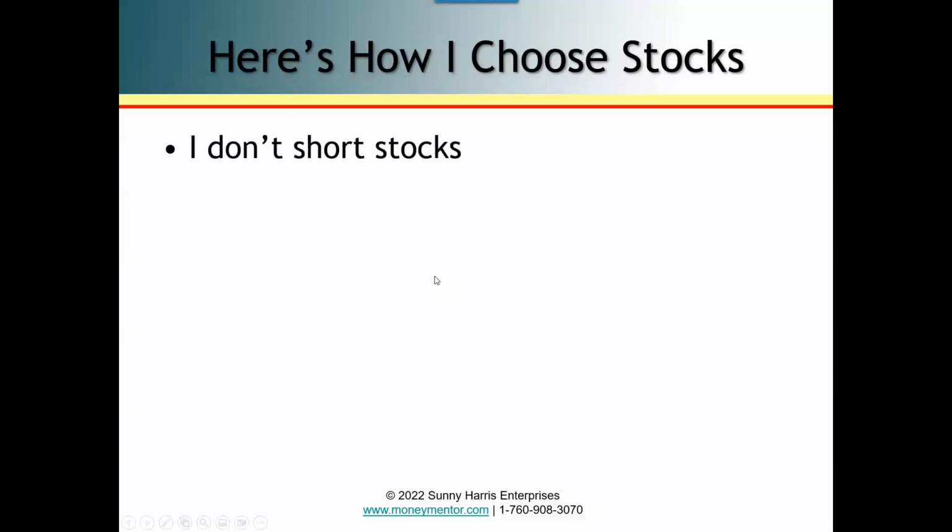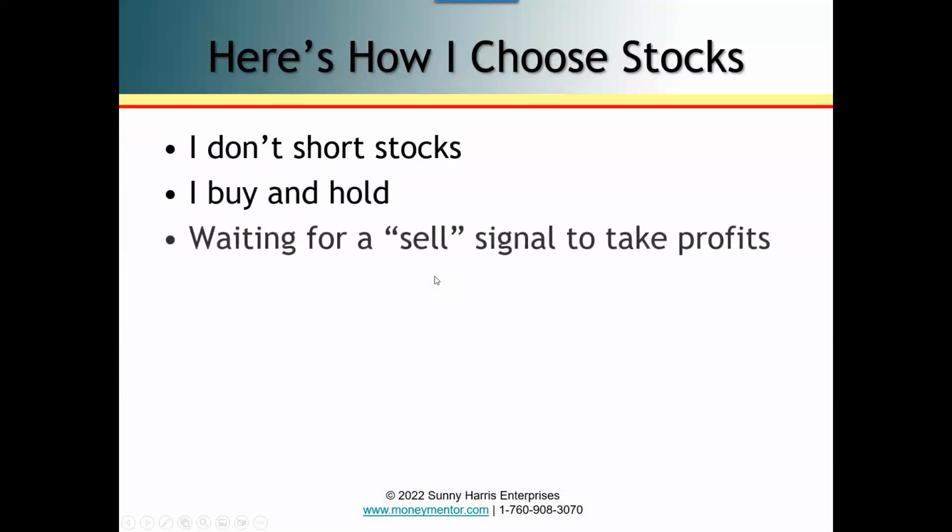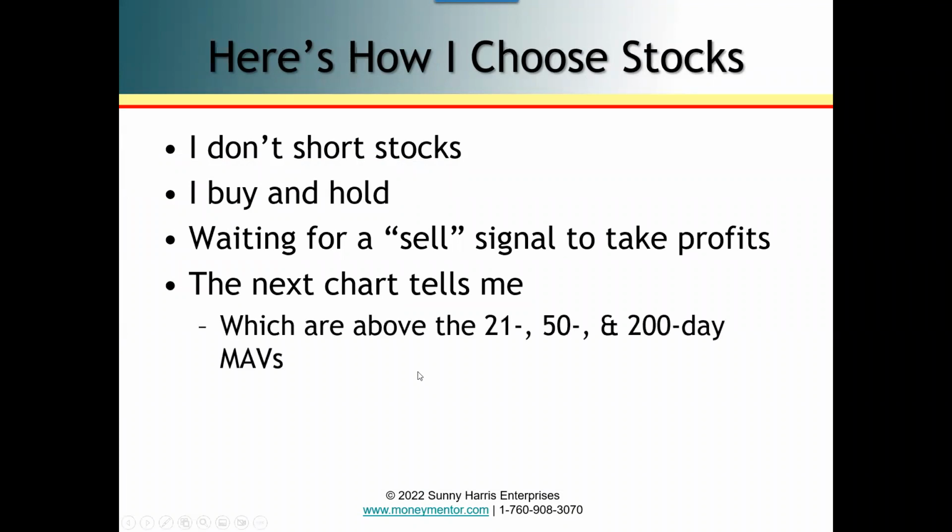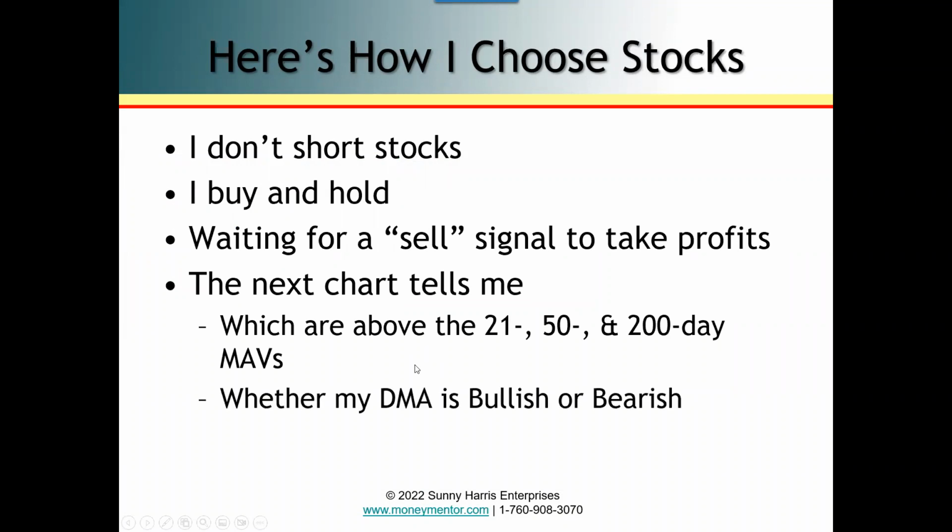Here's how I choose stocks. Now, I don't short stocks. I buy them and hold them. And then I wait for a sell signal to take profits. And then I get out and wait for the next buy signal. So this next chart tells me which are above the moving averages and whether my DMA is bullish or bearish and what the potential profit is.